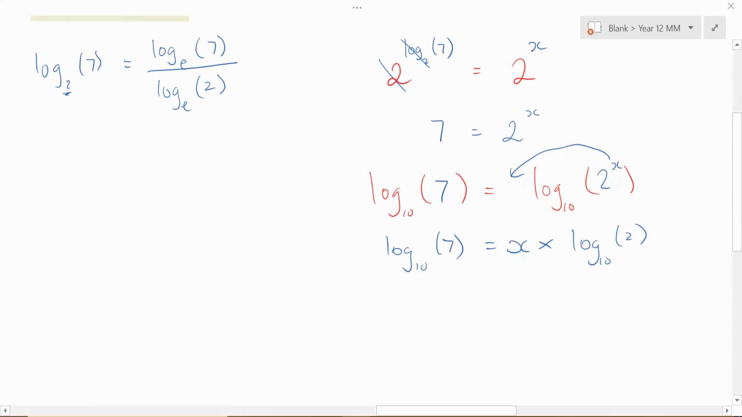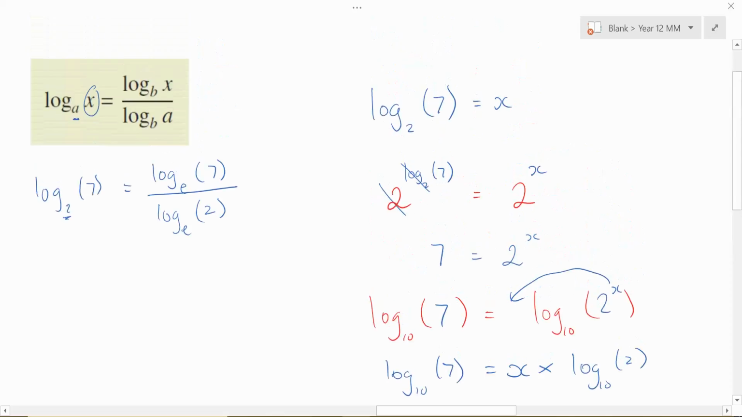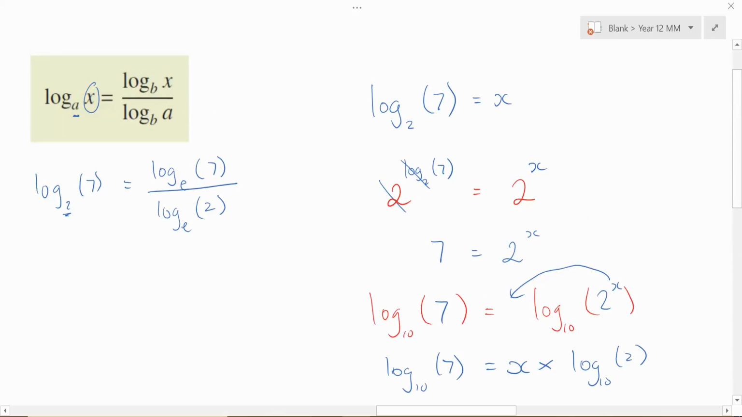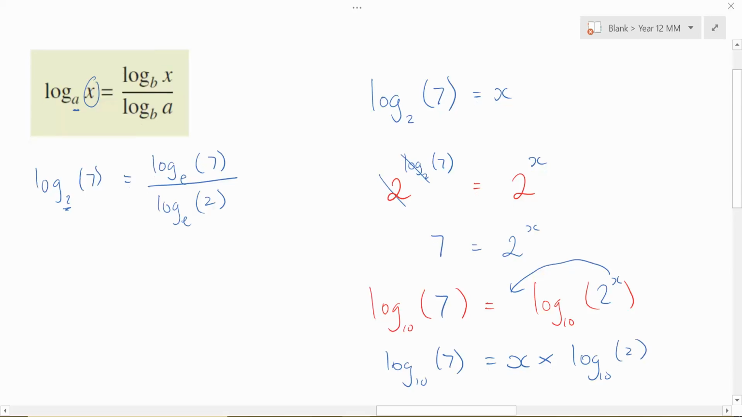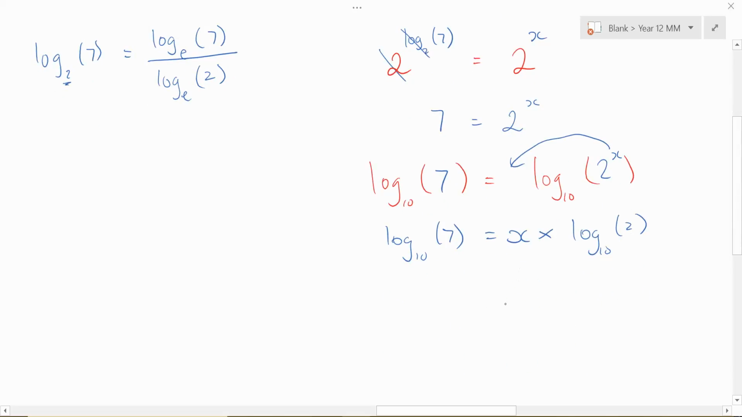Now you can see from here, my goal is to find x. Why did I want to find x? Because remember, x was log 2 of 7. If I can find x, I've got my answer. Yeah? So from here, I want to find x by itself. I've got to get rid of times log base 10 of 2. So the opposite of timesing log base 10 of 2 is dividing. Opposite of times is divide.